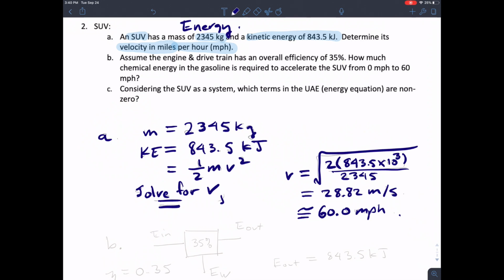It's an easy energy problem because you should know the formula for kinetic energy. You can have that on your sheet, by the way, but you need the formula for kinetic energy, and from there you can just plug that in.